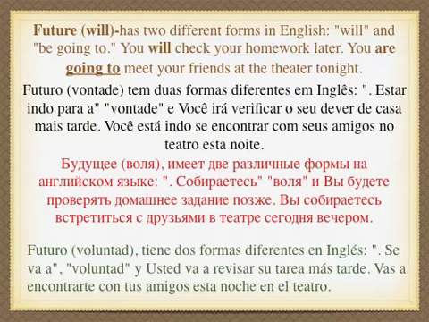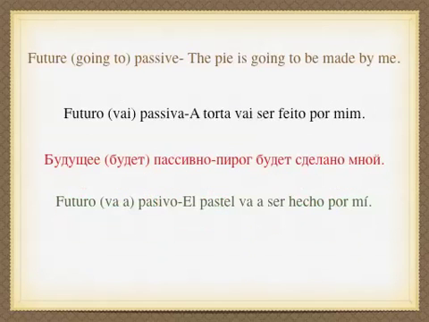Future will has 2 different forms in English, will and be going to. You will check your homework later. You are going to meet your friends at the theater tonight. Future, going to, passive. The pie is going to be made by me.